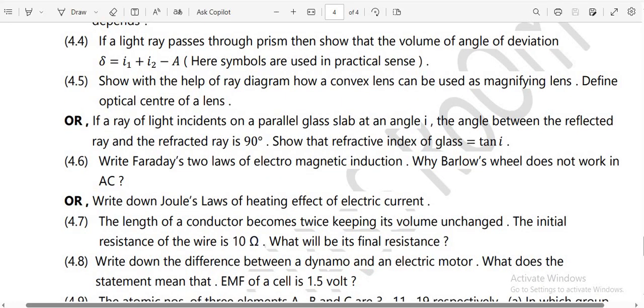4.7 The length of a conductor becomes triple keeping its volume unchanged. The initial resistance of the wire is 10 ohm. What will be its final resistance?